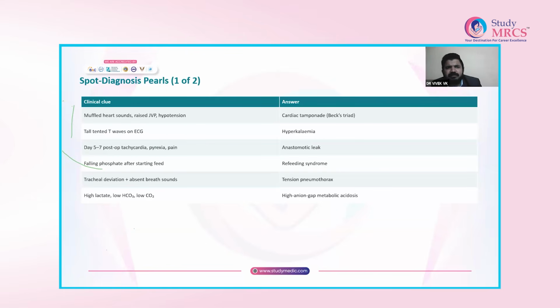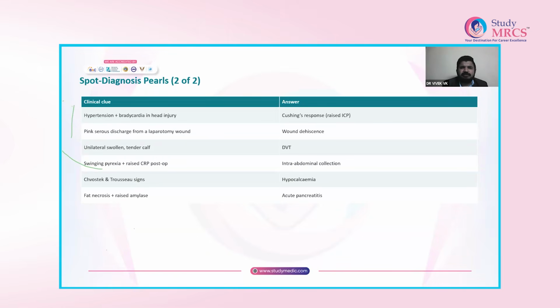Post-operative after day 5, a patient experiencing pain, pyrexia and tachycardia could have an anastomotic leak. Falling phosphate after starting feed could be refeeding syndrome. Tracheal deviation along with absent breath sounds is a tension pneumothorax. High lactate, low bicarbonate and low carbon dioxide is a high anion gap metabolic acidosis.